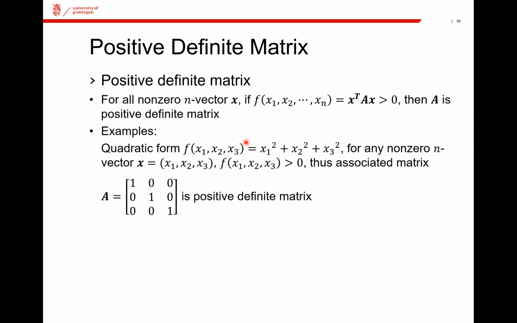Here are some examples. Quadratic form x1 squared plus x2 squared plus x3 squared. For any non-zero vector, f will be greater than 0, because as long as x1, x2, and x3 are not all 0, then f will always be positive. So the associated matrix A here is a positive definite matrix.